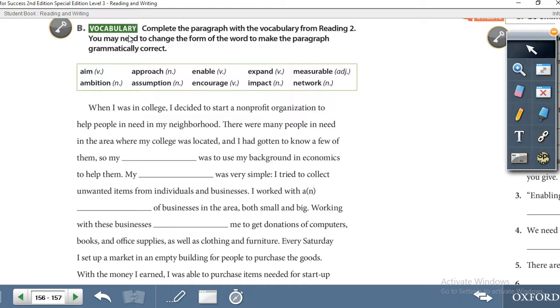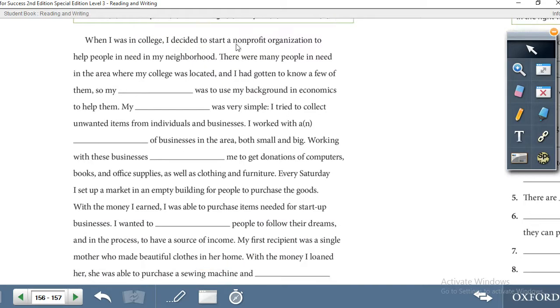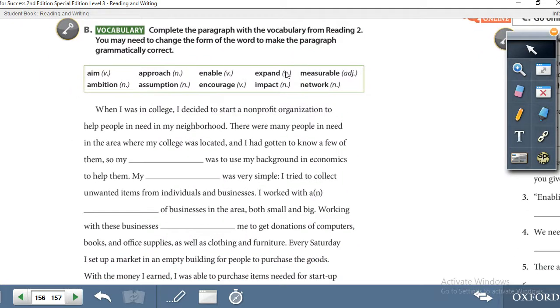Exercise B, vocabulary. Complete the paragraph with the vocabulary from reading 2. You may need to change the form of the word to make the paragraph grammatically correct. So you may need to take the vocabulary and change it. Maybe you'll need to change it to the past tense, maybe to the present continuous, maybe add an S to the verb. So there's many things that you may need to do to change the vocabulary to make it grammatically correct.